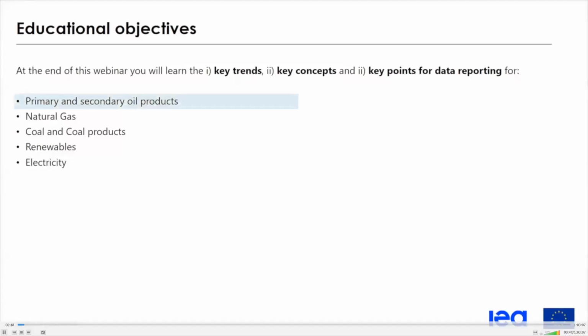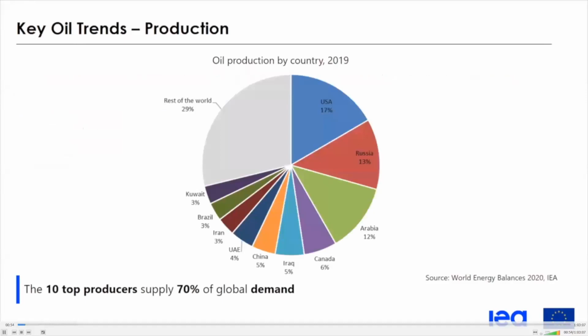So let's start by discussing some primary and secondary oil products energy statistics. First of all, let's have a look at the crude oil production by countries. This production is dominated by 10 major producers who represent more than 70% of the global demand. Among those 10, we have 3 key actors that represent a third of this demand. So the energy landscape in that situation is far from equally distributed around the globe.